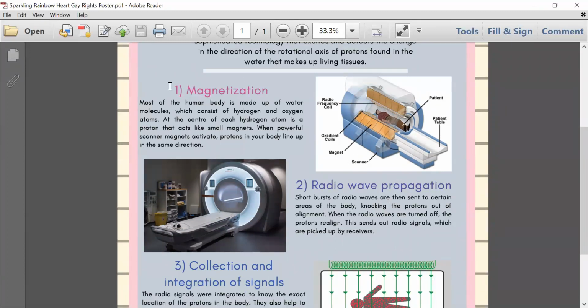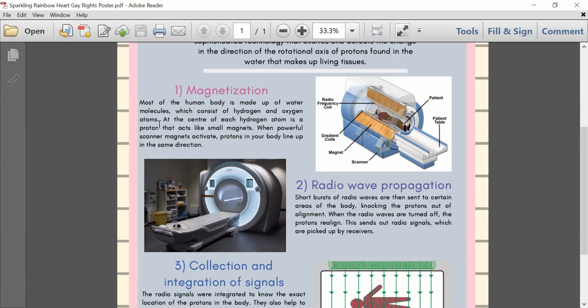So the first step is magnetization. Most of the human body is made up of water molecules, which consist of hydrogen and oxygen atoms. At the center of a hydrogen atom is a proton that acts like a small magnet. When the powerful scanner magnets activate, the protons in your body line up in the same direction.